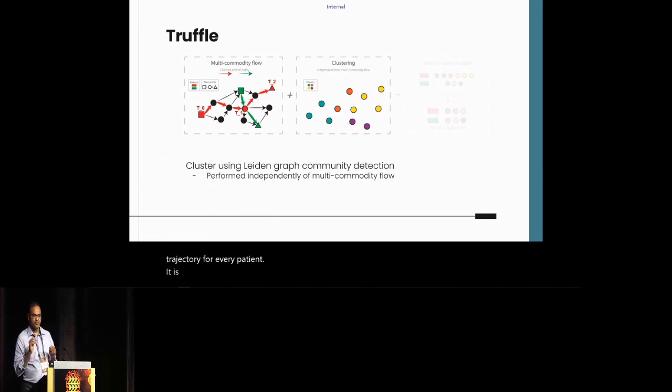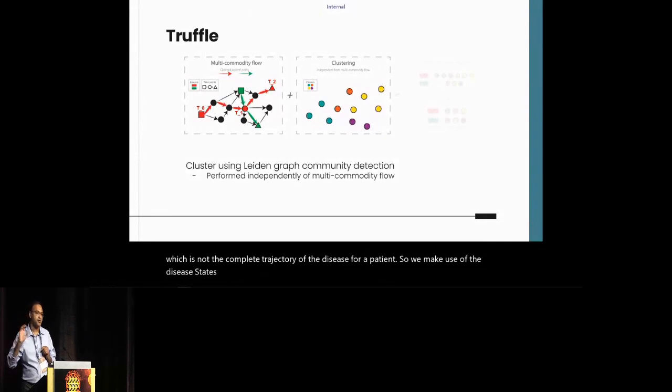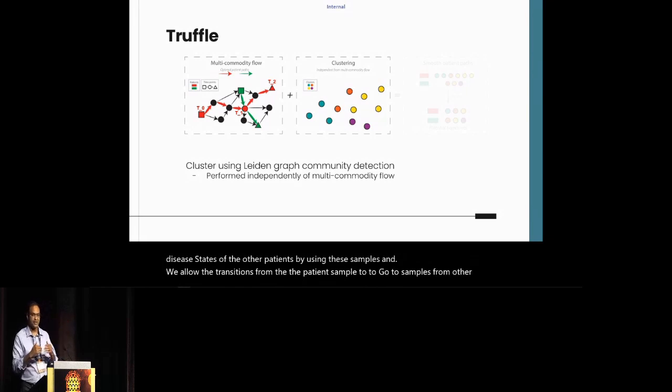It is important to note that we try to find the nearest neighbor for a particular sample. If you think about a clinical trial, it usually has about 3 to 4 time points, so you're getting a snapshot of the disease state for a patient, and you get only about 3 to 4 snapshots, which is not the complete trajectory of the disease for a patient. So we make use of the disease states of the other patients by using these samples, and we allow the transitions from the patient sample to go to samples from other patients, basically filling in the blanks for the disease state for a particular patient.